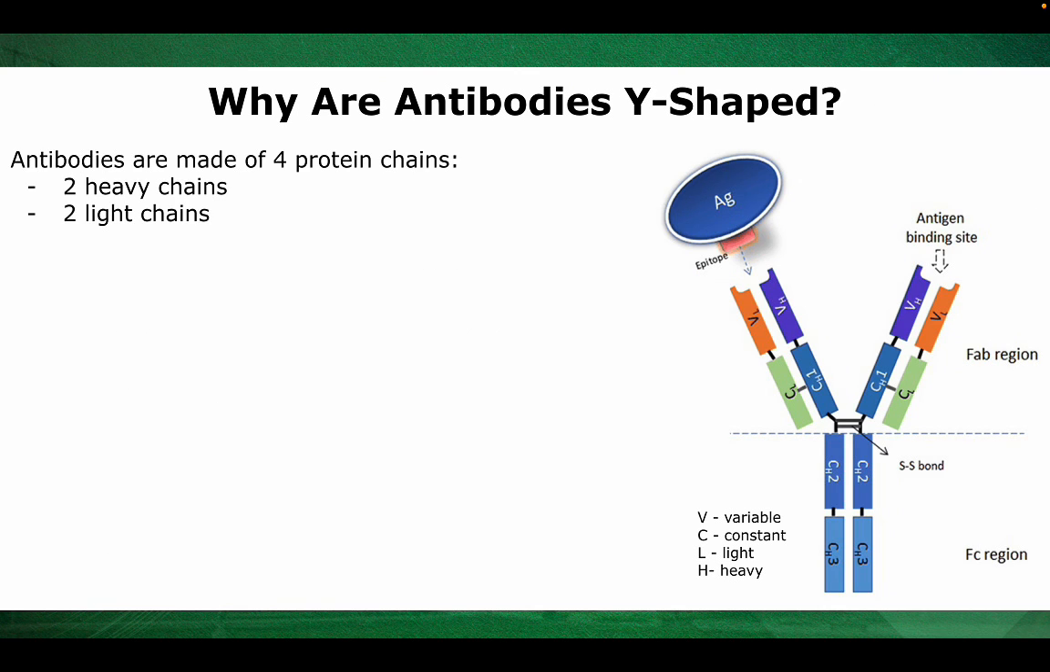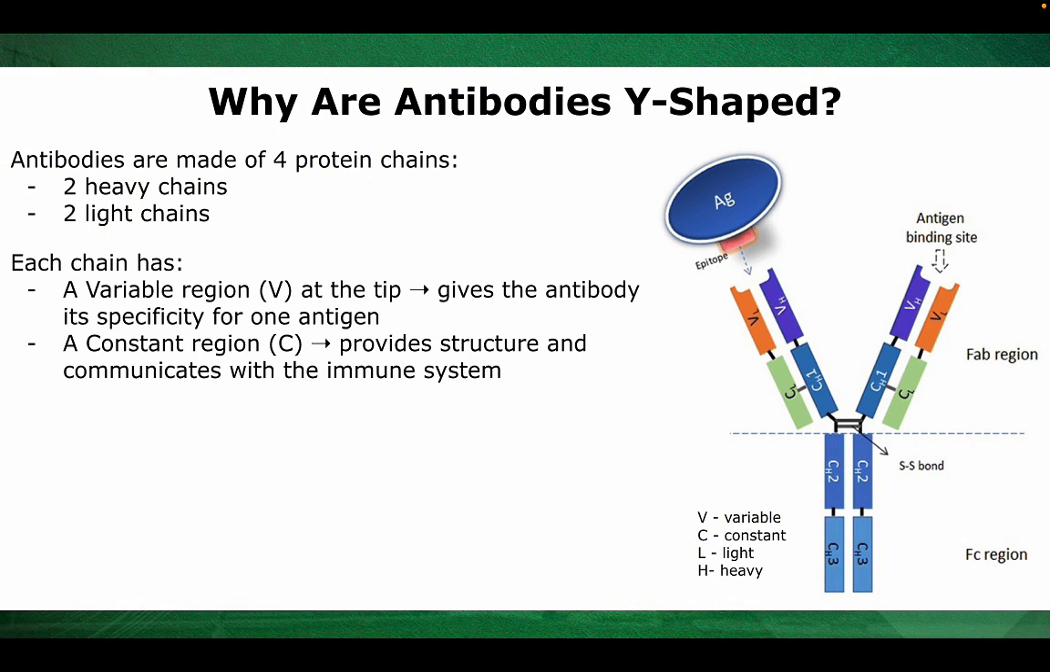Now let's break down the Y shape. Each antibody is made up of 4 protein chains, 2 heavy chains and 2 light chains on the outside. These chains are held together by disulfide bonds to form the classic Y shape. At the tips of the Y is the variable region. This part is different in every antibody, allowing it to recognize and bind to a specific antigen. Think of it like a custom-designed key for a specific lock. Then you also have the constant region, which provides structure and communicates with the immune system.